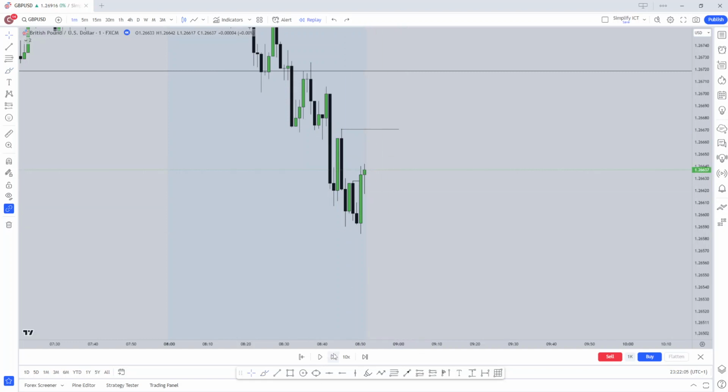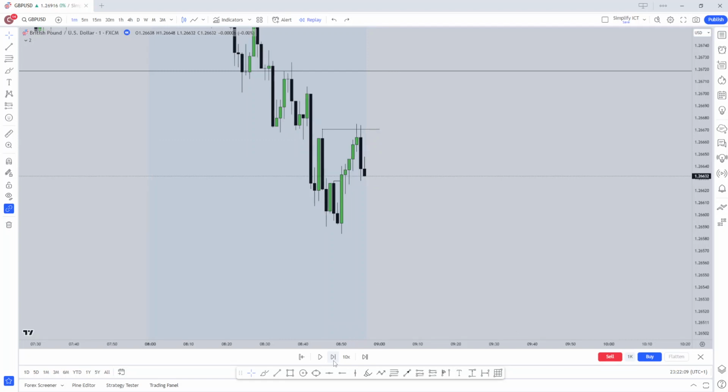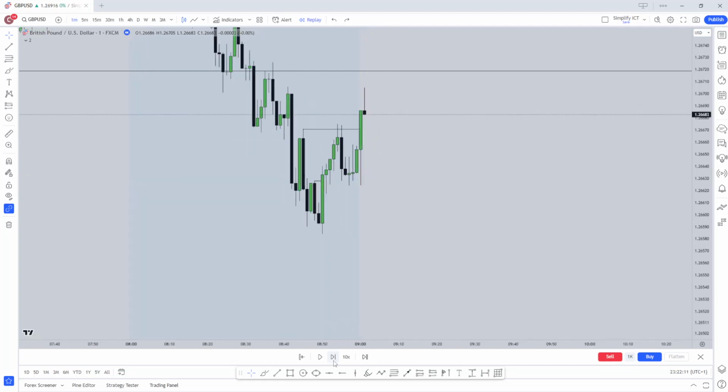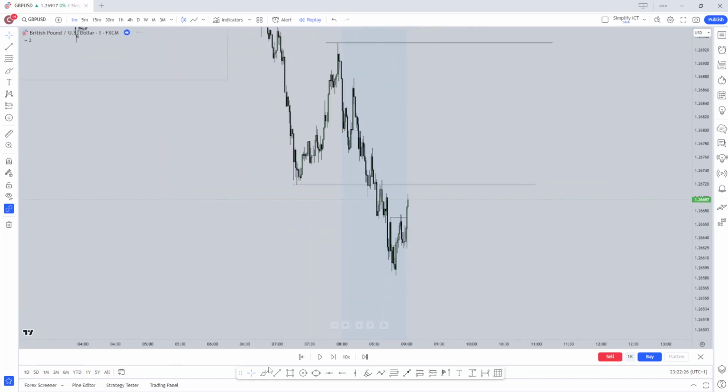So can we get a break of this structure over here? Okay, price is within this area. Okay, now as you can see, price has closed above over here. Price has broken this with displacement, it's engulfed over here, the body's closed above, it's left an FVG. This is a displacement candle now. So now what can we see? We can see the setup forming now.